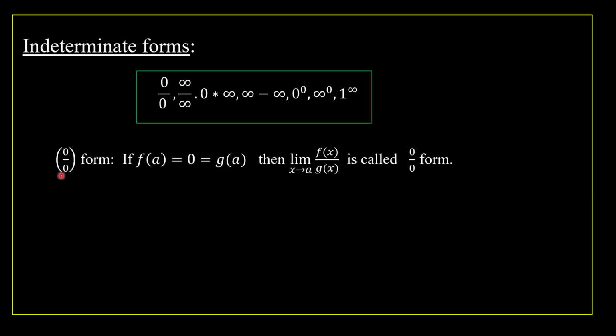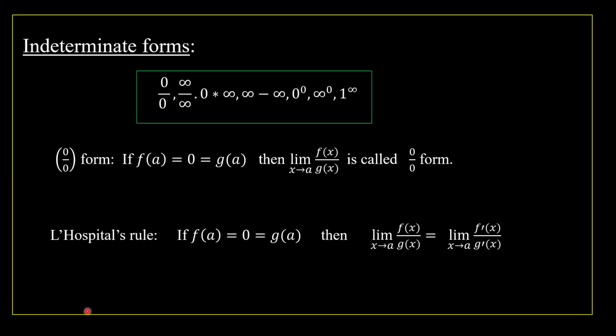The forms like 0 by 0 and infinity by infinity can be solved by using L'Hospital rule. That is, to evaluate the limit f of x by g of x as x tends to a, and if f of a is equal to g of a is equal to 0, then the above form becomes 0 by 0.